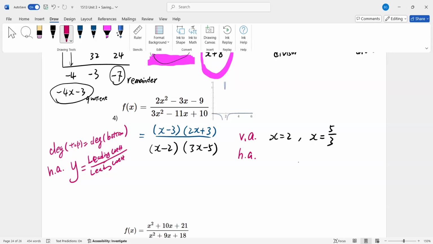All right. So the numerator has degree 2, denominator also has degree 2. So the horizontal asymptote is y equals a quotient. Quotient of what? Quotient of the leading coefficient of the numerator and the leading coefficient of the denominator. So the horizontal asymptote is y equals 2/3. Just like that.